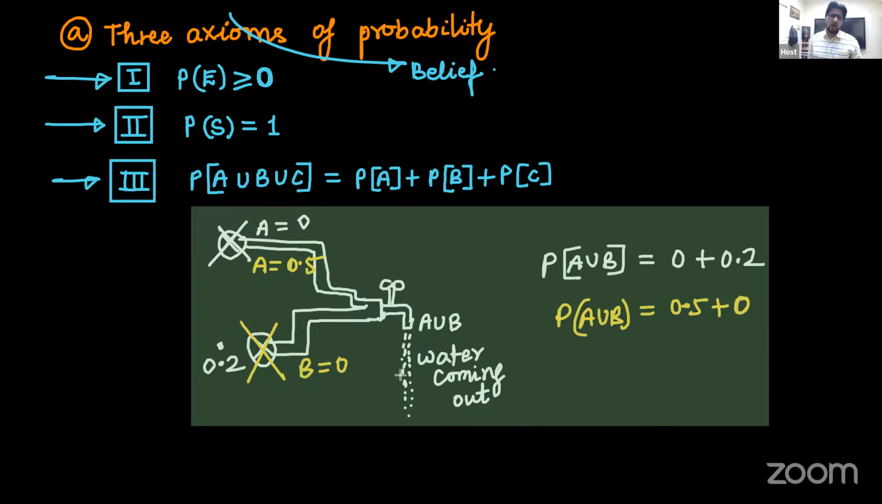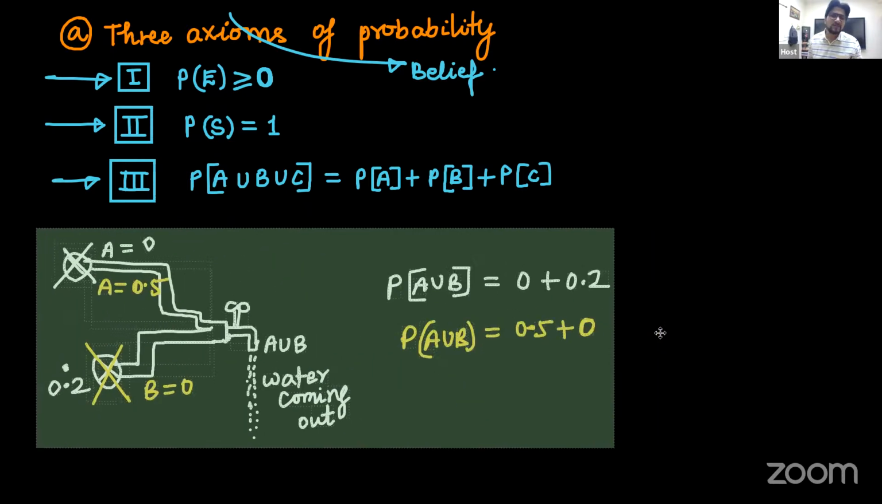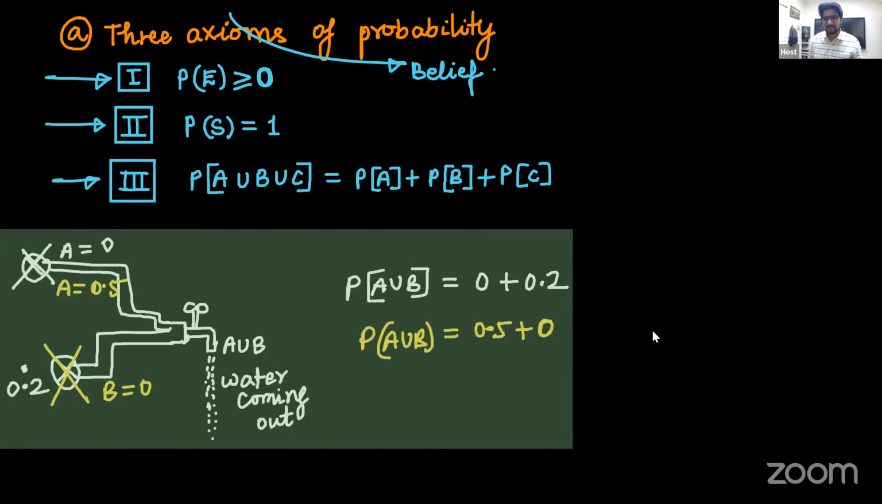But as I said, axioms are not to be proved. Axioms are not to be justified. Axioms are to be taken as they are. If some scientists have proposed them, I'm going to accept them. Probability of any event is never going to become negative, number one. Probability of the whole sample space will be one, number two. And the probability of the union of mutually exclusive events is always going to be equal to the sum of the probabilities of the individual events.